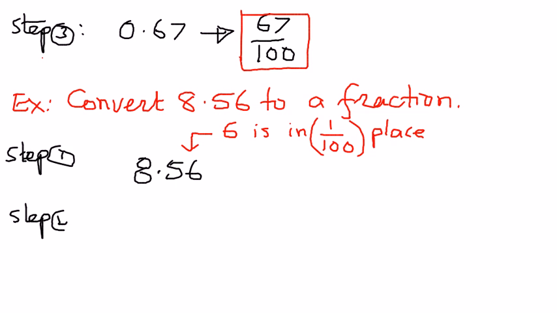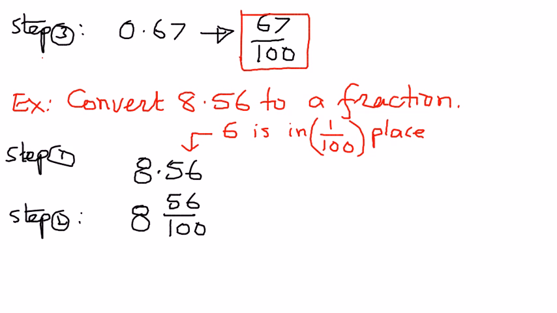Step number 2, we're going to take the decimal point out, and then we can write 0.56 as a fraction with a denominator of 100 as follows. We're going to write the whole number part as is, and the decimal part we're going to take 56 and then divide that by 100. So 8 and 56 over 100.